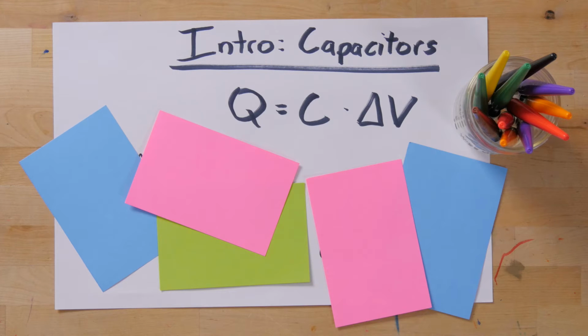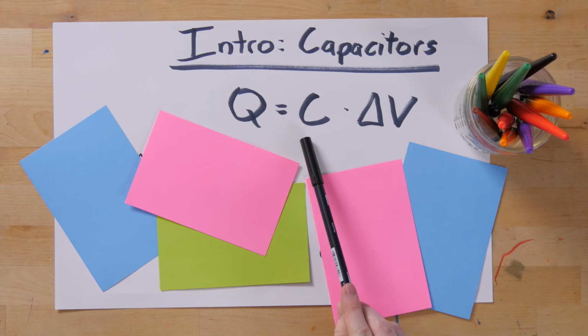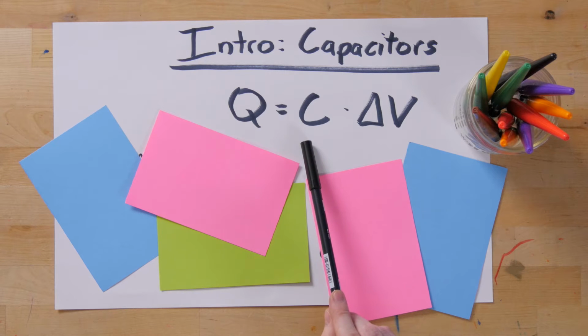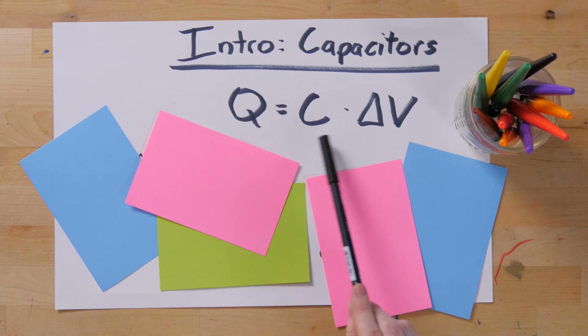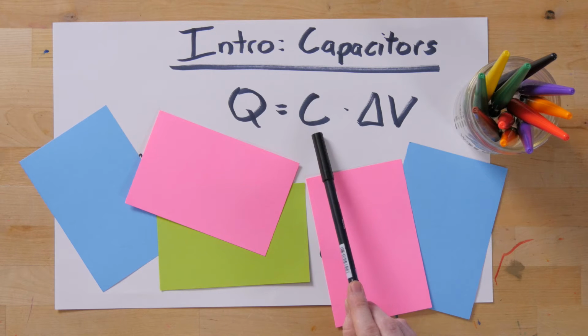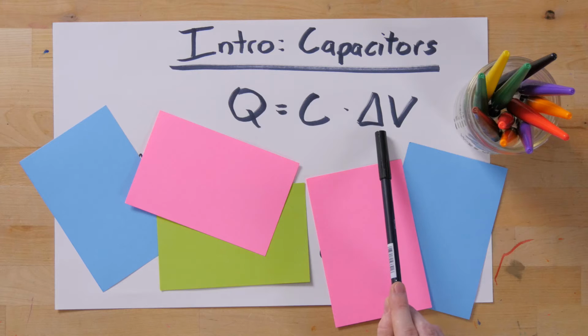Capacitors store charge by maintaining a potential difference. The most important equation for capacitors that applies to all capacitors is Q equals C times change in V. The amount of charge stored in the capacitor is equal to the capacitance, which is measured in farads, times the potential difference across the capacitor.